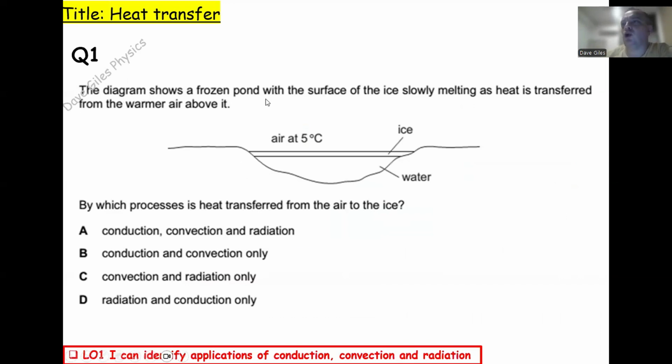So the diagram shows a frozen pond with surface of the ice slowly melting as the heat is transferred from the warmer air above it. By which process is heat transferred from the air to the ice? Now, if we're talking about heat from above, then you're not going to have any convection, because convection only heats up the area above. But you will have the other two, radiation and conduction. So it's going to be D, the answer.